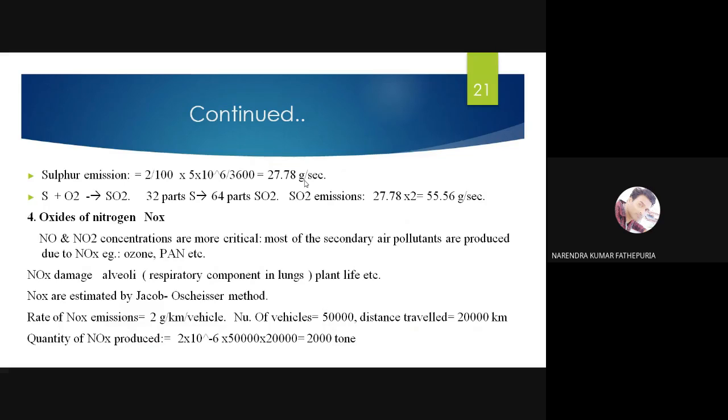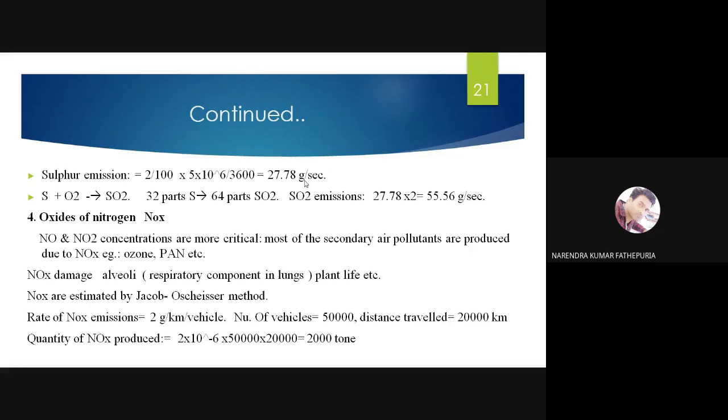There's 32 parts S, 62 parts SO2. So SO2 emissions will be 27.78 multiplied by 2. So you'll be getting 55.56 grams per second. This is the emissions which will be released from the thermal power plant. So like this, you can measure it. There's a volume sampler where you are going to collect these gases in microgram per cubic meter.